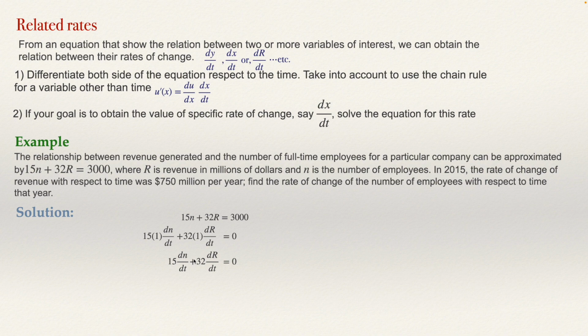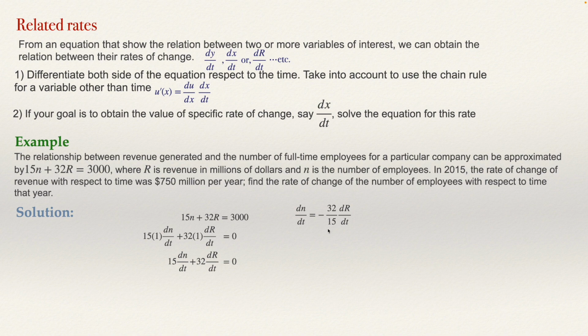And now, the second step is, if your goal is to obtain the value of a specific rate of change, in this case, the rate of change of the number of employees, so we want to find dM/dt, then solve the equation for this rate. The 32 dR/dt can be written negative on the other side. So dM/dt will be minus 32 dR/dt divided by 15. So that gives me dM/dt.